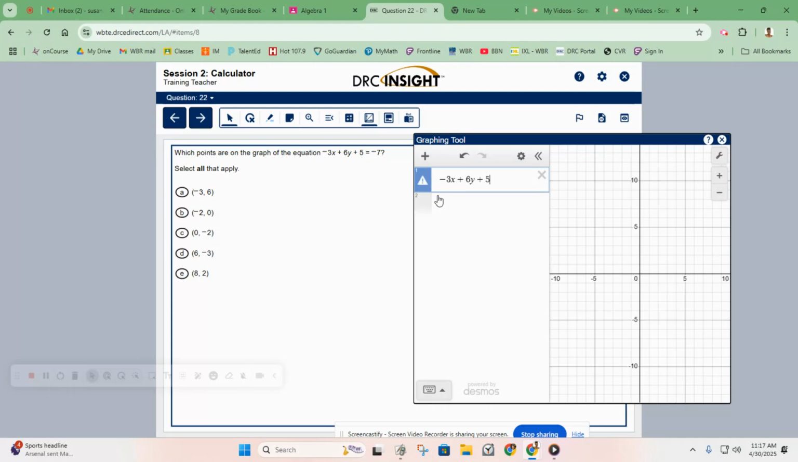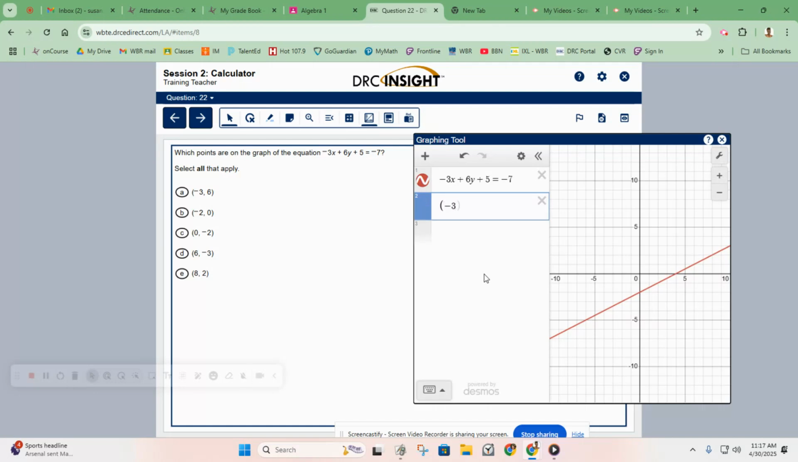-3x plus 6y plus 5 equals -7 is the equation that's given here. What we're going to do is test each point. It says select all that apply, so I must test every point, and I'm just looking to see which ones fall on my graph.